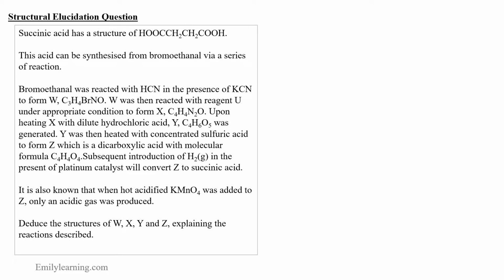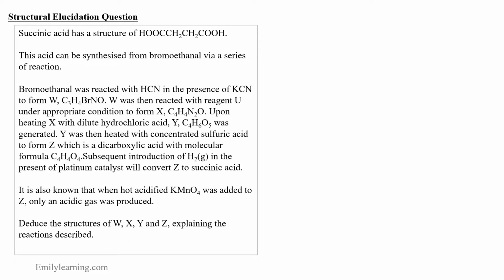So we have succinic acid, which has a structure of COOH, CH2, CH2, COOH. In other words, you see two COOH groups at the ends of this compound. And this acid can be synthesized from bromoethanal via a series of reactions.